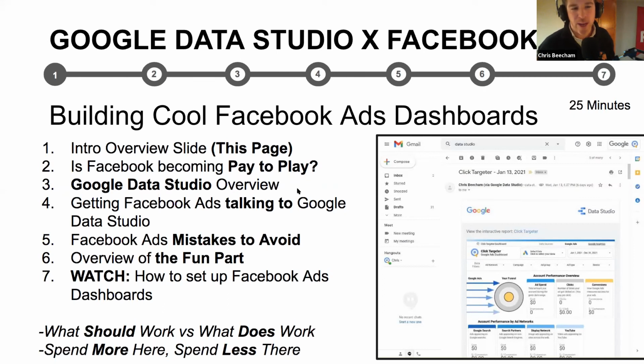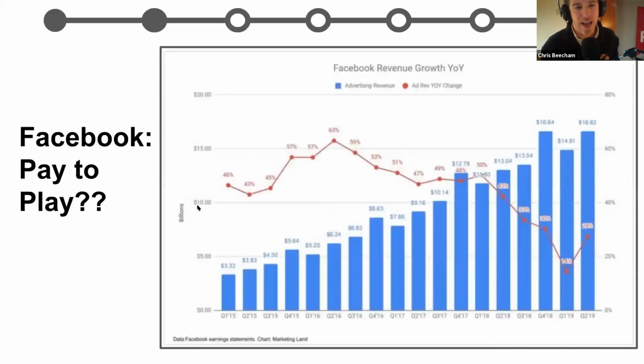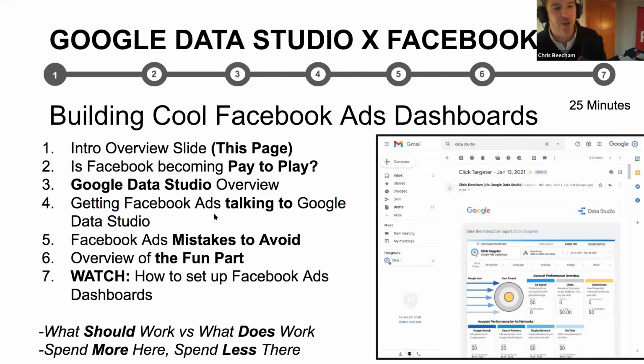After we go over the basics, number 4 is, I call it getting Google Ads talking to Data Studio. Talking to is not a technical term, but that's how I encourage people to think about it. We want to get everything talking to each other. We'll get a little bit more into this on slide 4. Number 5, Facebook ad mistakes to avoid.